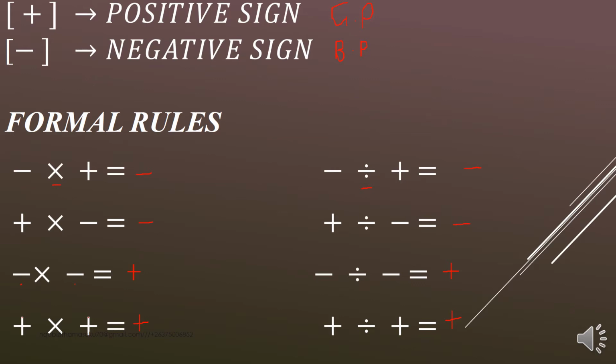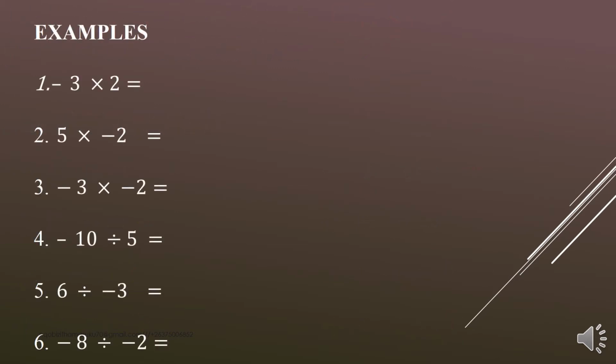So there are two major concepts in the formal rules: negative times positive is equal to negative, or bad person by a good person, the result is bad person, and also a bad person by bad person, the result is good person, that is positive. So these are two essential formal rules that one ought to know very well going forward. And let's go and look at the examples.